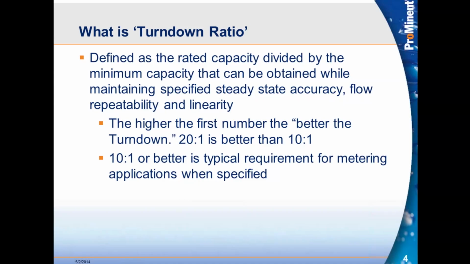So you'll see, as I mentioned, the higher that first number, so 20 to 1 is better than 10 to 1. Most likely when you see someone with a requirement for a turndown ratio, most often it's 10 to 1, which is relatively low. We should be able to use 10 to 1 on pretty much all of our pumps at very minimum.